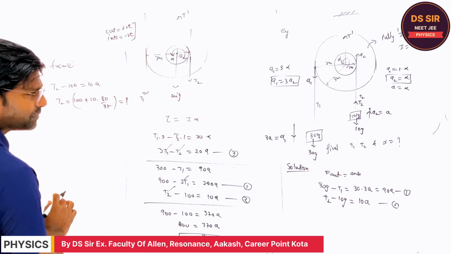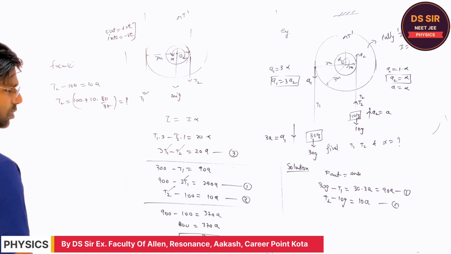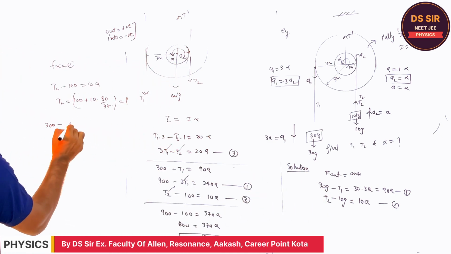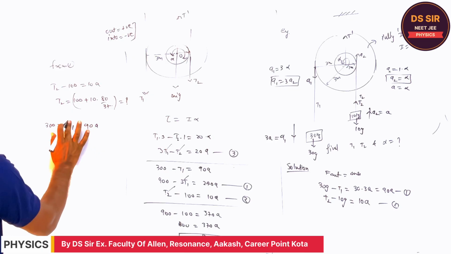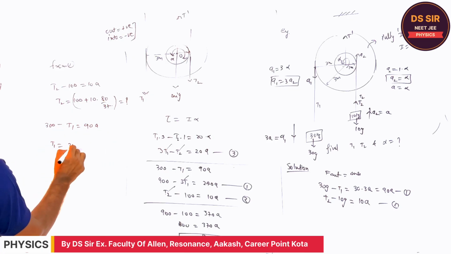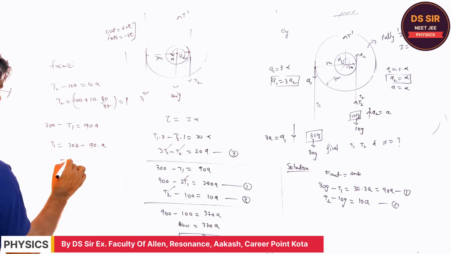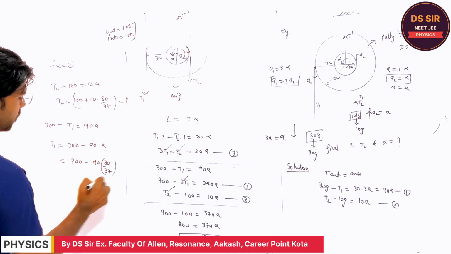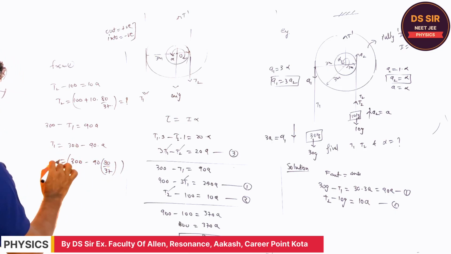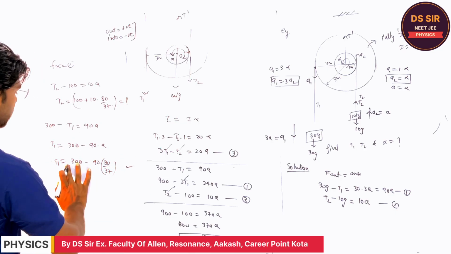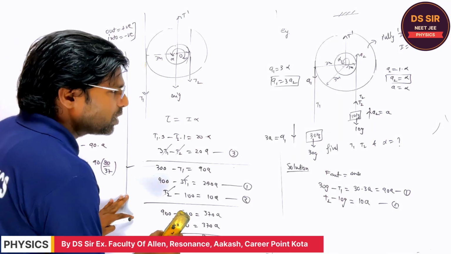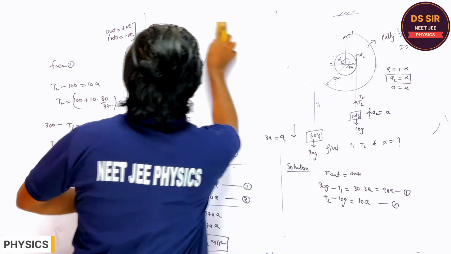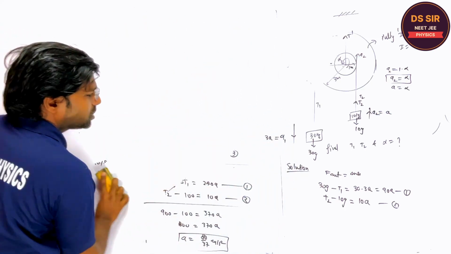And the T1, right? You can get the T1 from here, 300 minus T1 is equal to 90 into A. This is the equation number 1. So T1 is 300 minus 90 into A, 300 minus 90 into 80 upon 37. So then you can simplify this further and then you can get the answer. Is it clear or not? Any doubt here you want to ask, Varsha? Right. So you are getting the concept rotation about fixed axis.